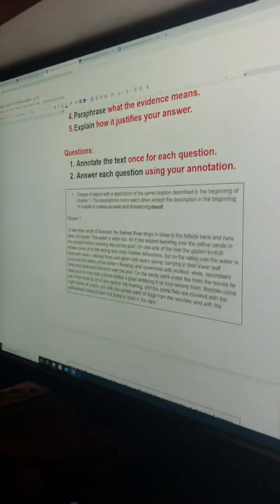It's like a darker version of the initial description. So let's look at the first description. This is going to remind us of Chapter 1.